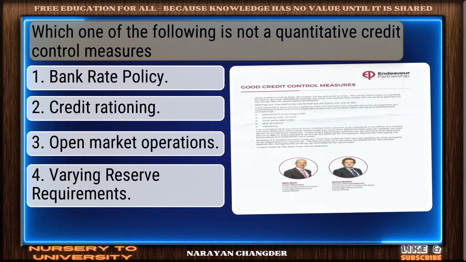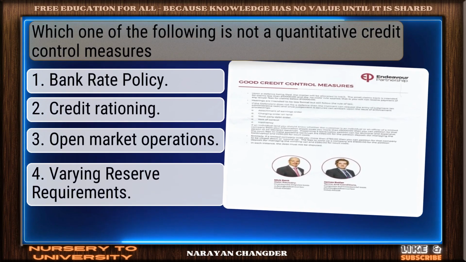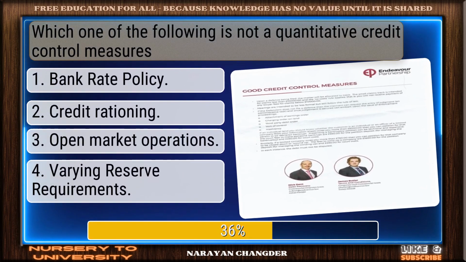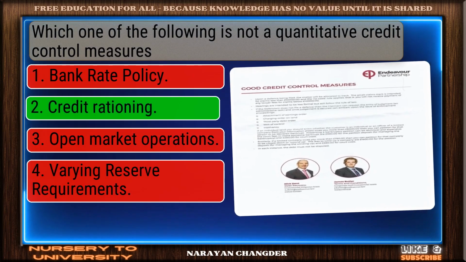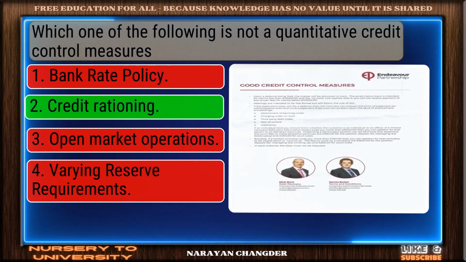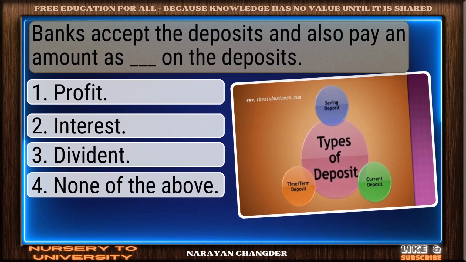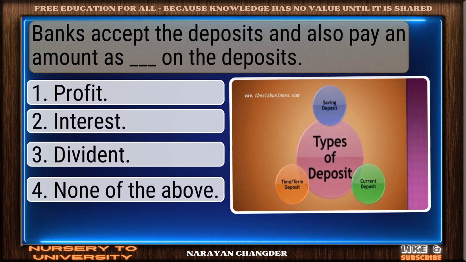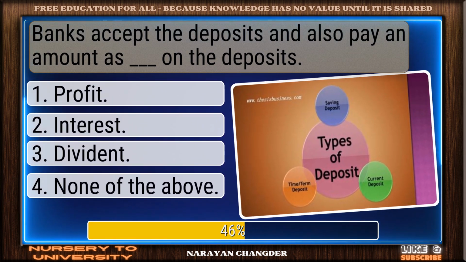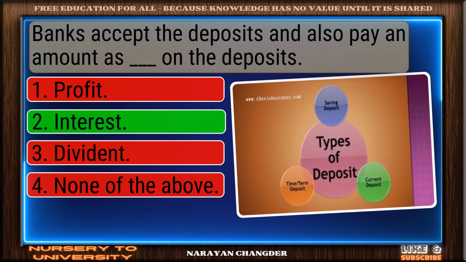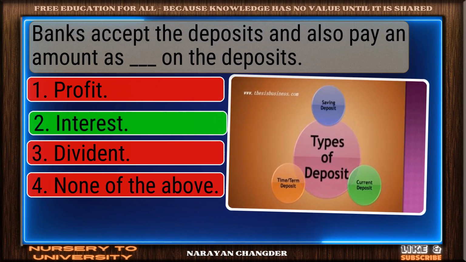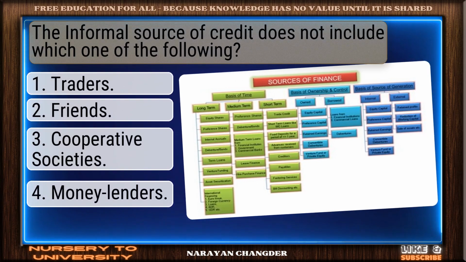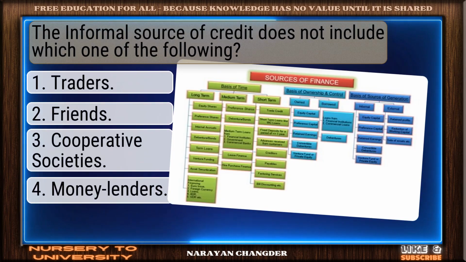Which one of the following is not a quantitative credit control measure? Great job. Credit rationing is accurate. Banks accept the deposits and also pay an amount as dash on the deposits. Perfect. Interest is the one. The informal source of credit does not include which one of the following?